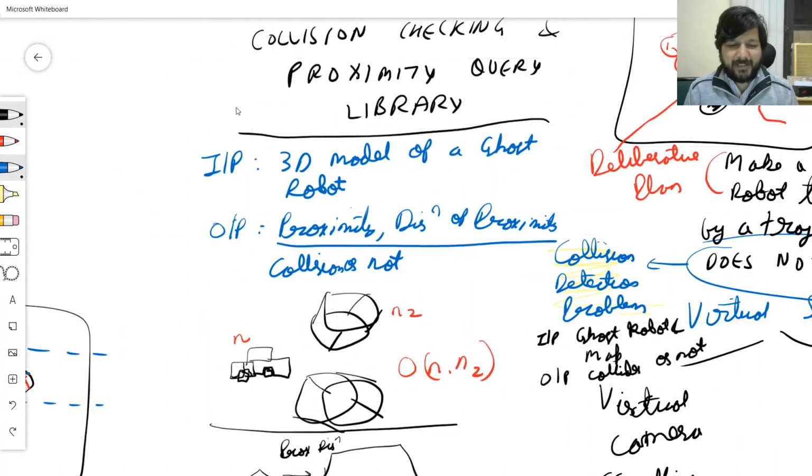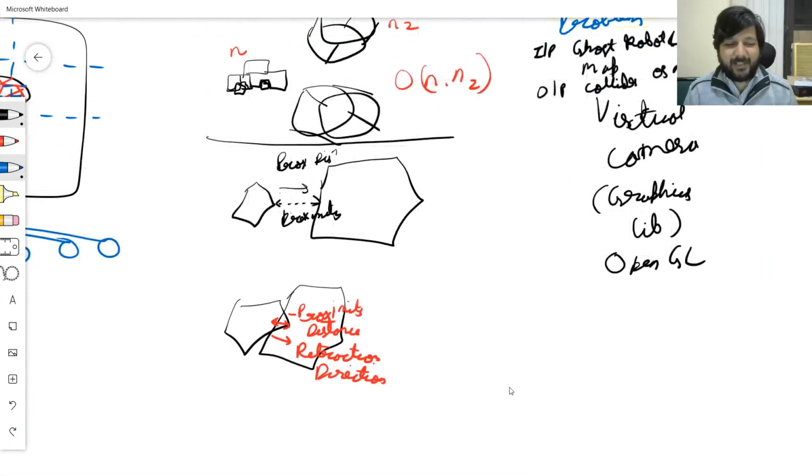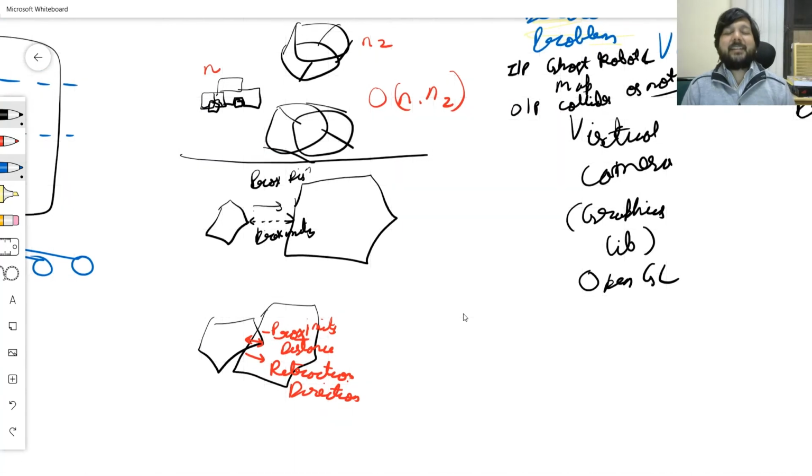So not going into detail, I've always got a library which can take a ghost robot as input, as a rich set of polygons. In fact, a polygon itself is 2D, so as a rich set of polyhedra, and a map as well as a rich set of polyhedra, multiple dimensions, and it tells me whether the two collide or not, the two overlap or not. Because of dynamics, the real robot cannot ever collide, it cannot really overlap, so it checks it for a ghost robot.